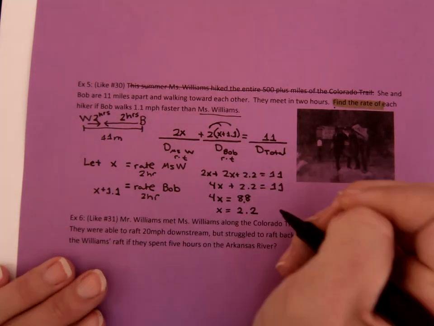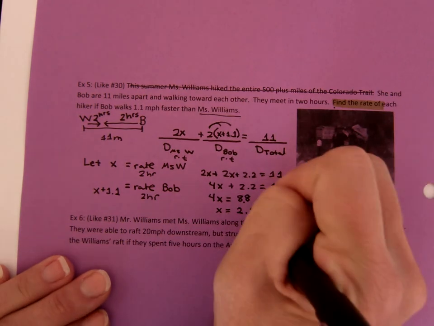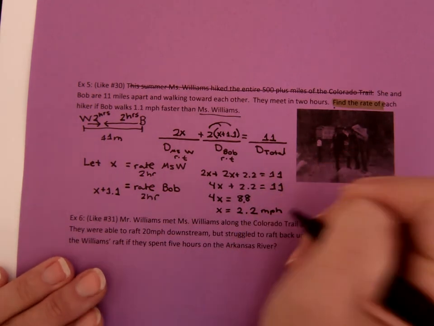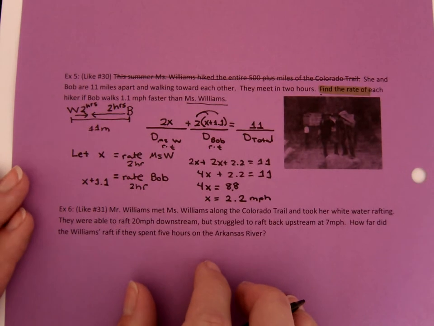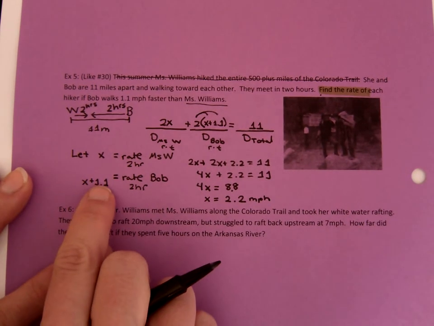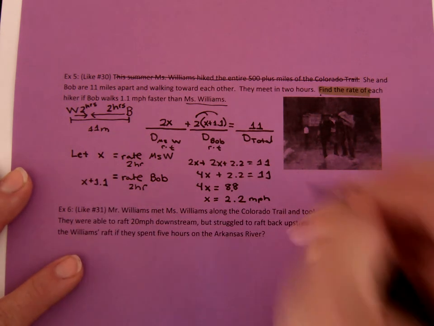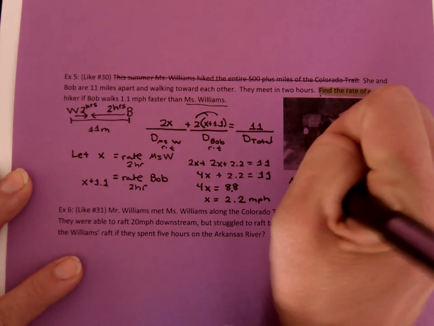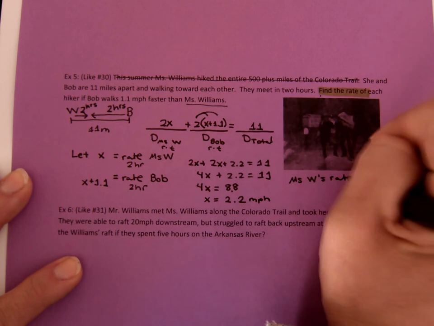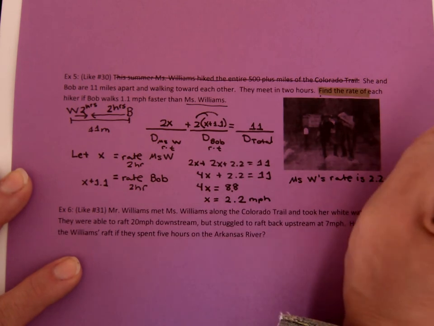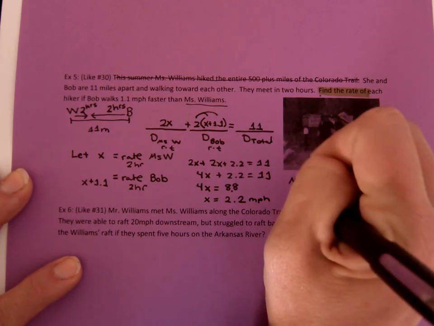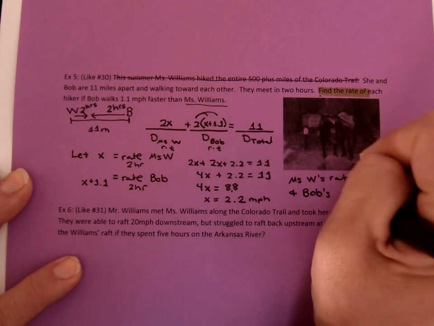2.2. And that is a rate, so that's 2.2 miles per hour. If I am walking 2.2 and Bob is 1.1 faster, how fast is Bob walking? 3.3. So Miss W's rate is 2.2 miles per hour and Bob's rate is 3.3.